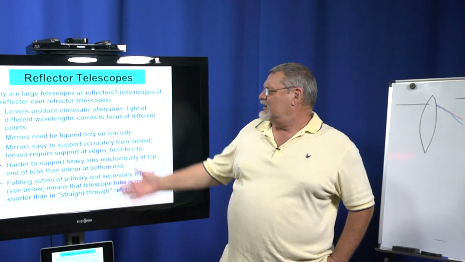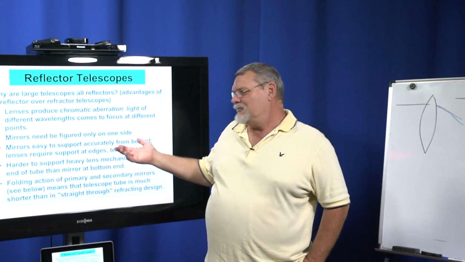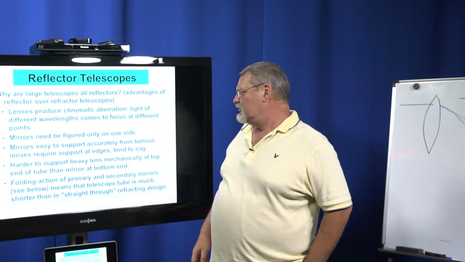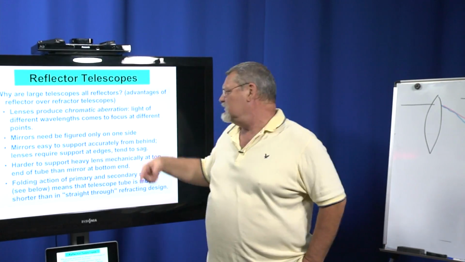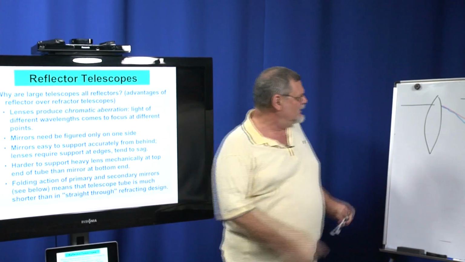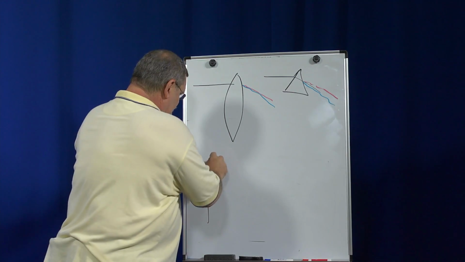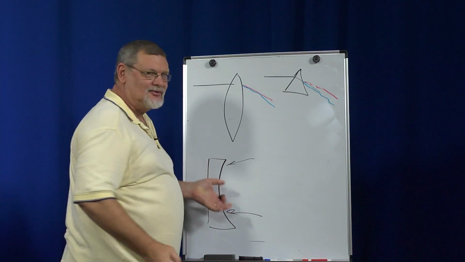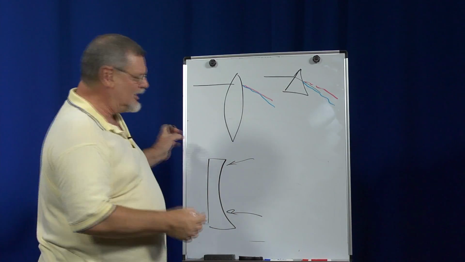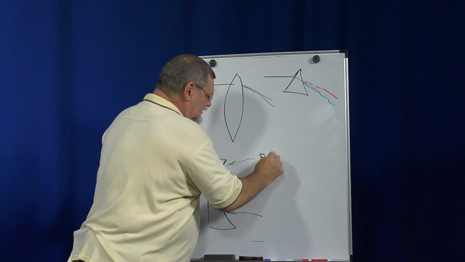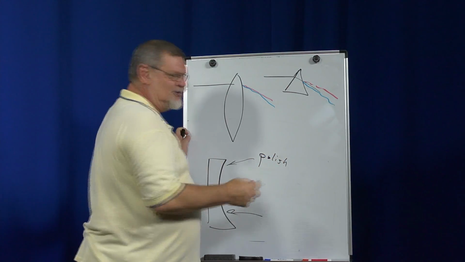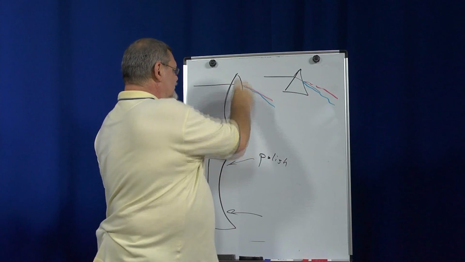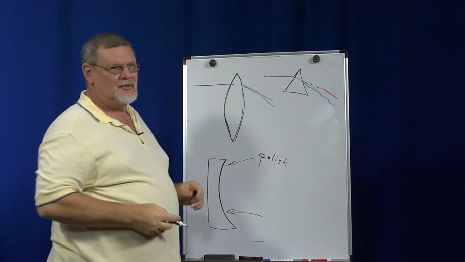When you make the next one, why are the larger ones all reflectors, is because mirrors only need to be configured on one side. If I'm making a reflector telescope, I only need to make this one side the best. I only have to polish one side. It only has to be geometrically perfect on one side. When I make a lens, it has to be geometrically perfect on both sides and nice and smooth.